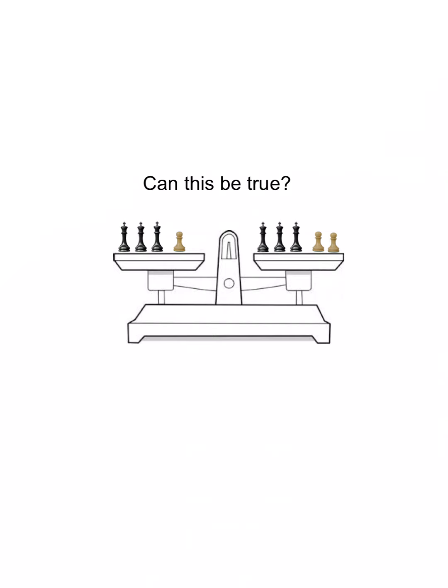But looking at this one here, on the left we have 3 black pieces and 1 tan piece, and on the right we have 3 black pieces and 2 tan pieces. These are not equal. This is false. This would not be equal to one another because the right side has 1 extra piece.